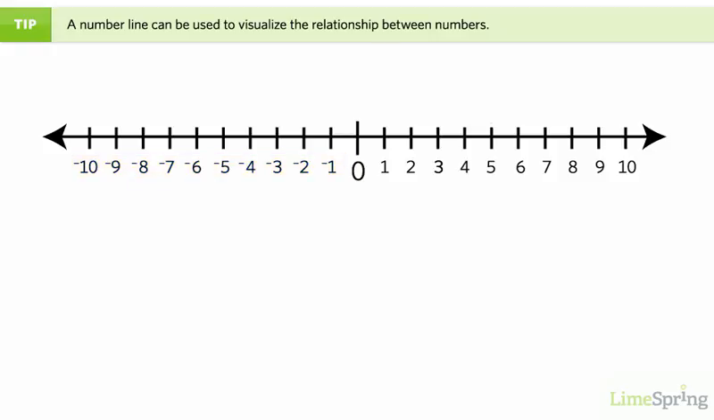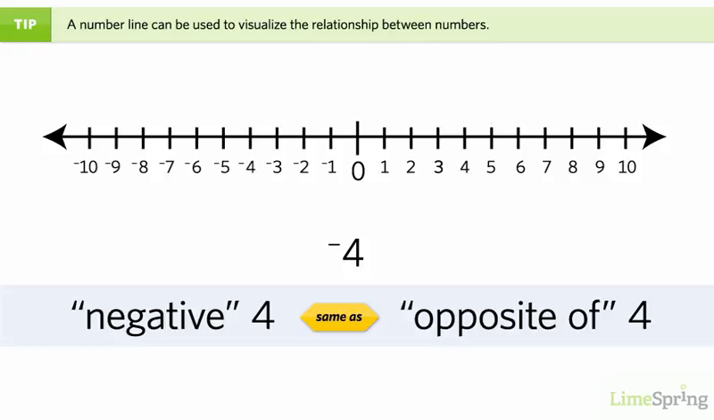You also may hear people refer to a negative number, such as -4, as the opposite of 4. -4 and the opposite of 4 mean exactly the same thing. They are both referring to the number that is 4 steps to the left of 0.